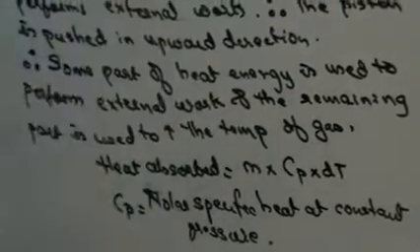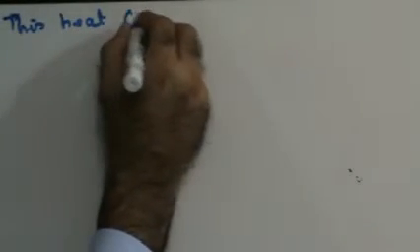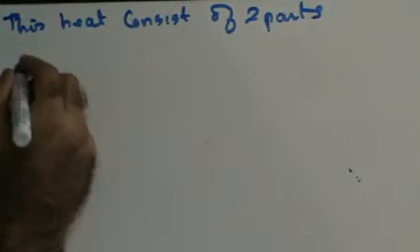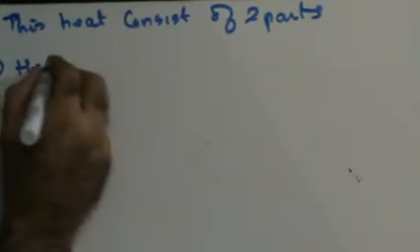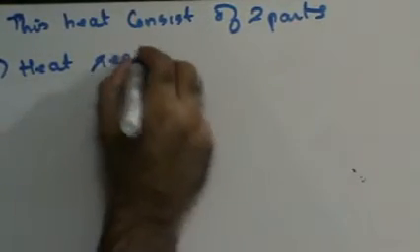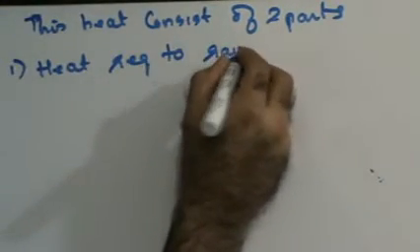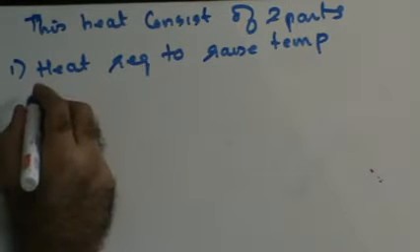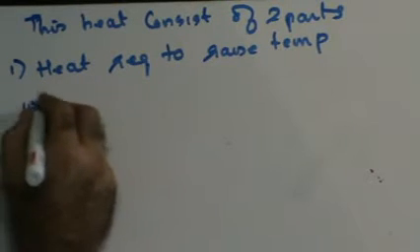Now, I can therefore say that the heat Cp into dT consists of two parts. This heat absorbed consists of two parts. One, the heat required to raise the temperature. This particular heat is used to raise the temperature. Consists of two parts. Heat required to raise the temperature without external work.